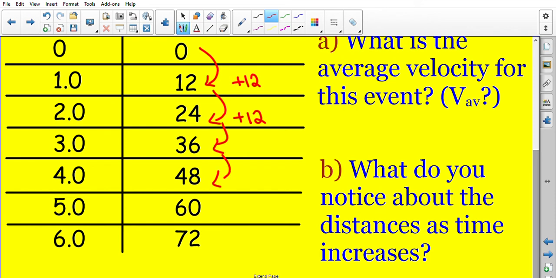So what happens with our time value? Well, our time value keeps increasing by 1 every time. So that's why we have distance over time. It's 12 divided by 1. Okay, so what do you notice about that? It's the same. Okay, it's uniform. It's moving at an expected increase each time. Okay, it's not a surprise that you could keep predicting the rest of this table.